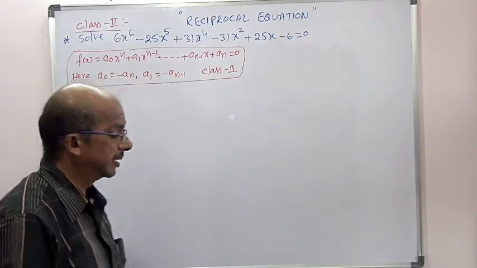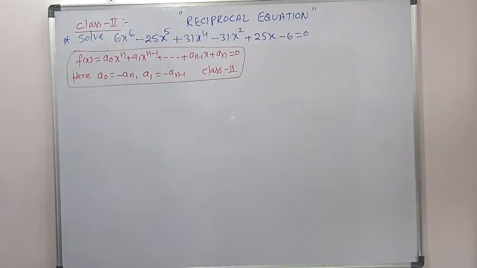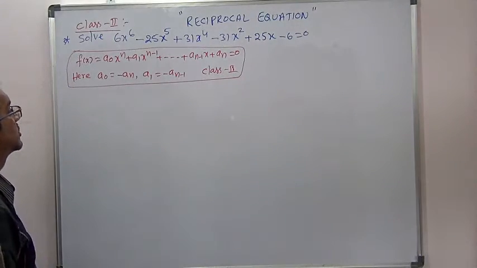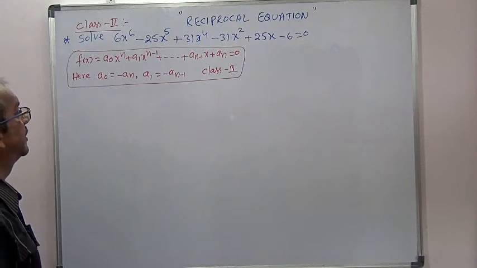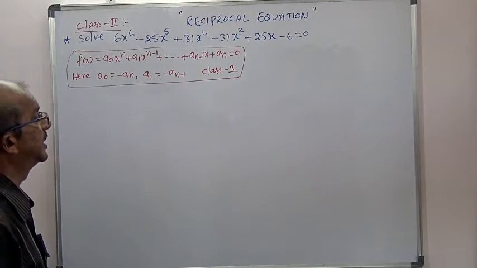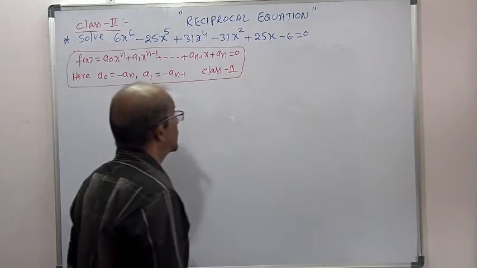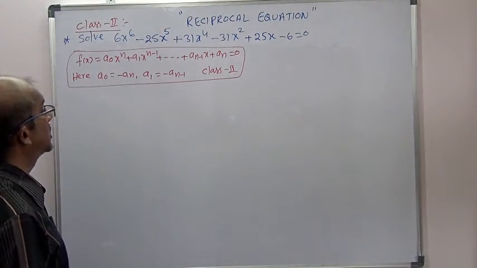Now take another example. Class 2. Solve 6x^6 - 25x^5 + 31x^4 - 31x^2 + 25x - 6 = 0. First, observe this equation and the previous equation.